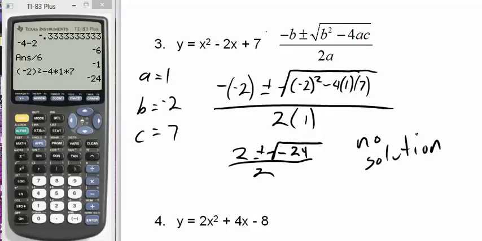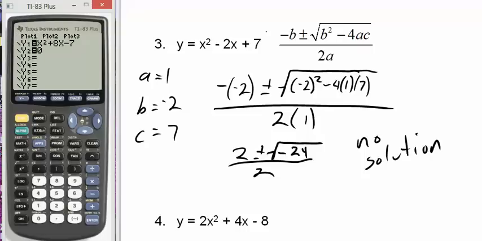And the reason is, if I try to go square root of negative 24, I get an error. It says there's no real answer. There are imaginary answers, which sounds funny, but you'll learn about those if you take Algebra 2 or pre-calculus. But there are no real answers. There is nothing that is a square root of a negative number.